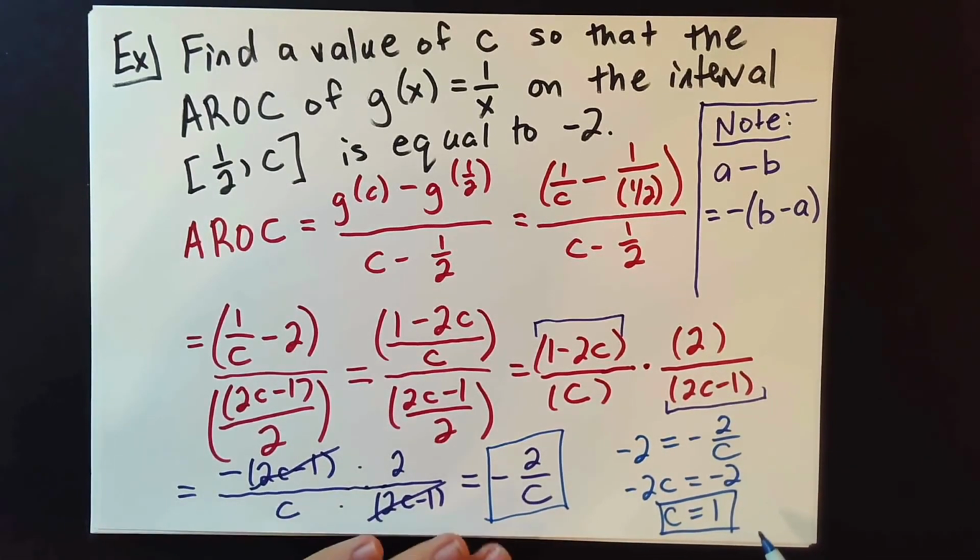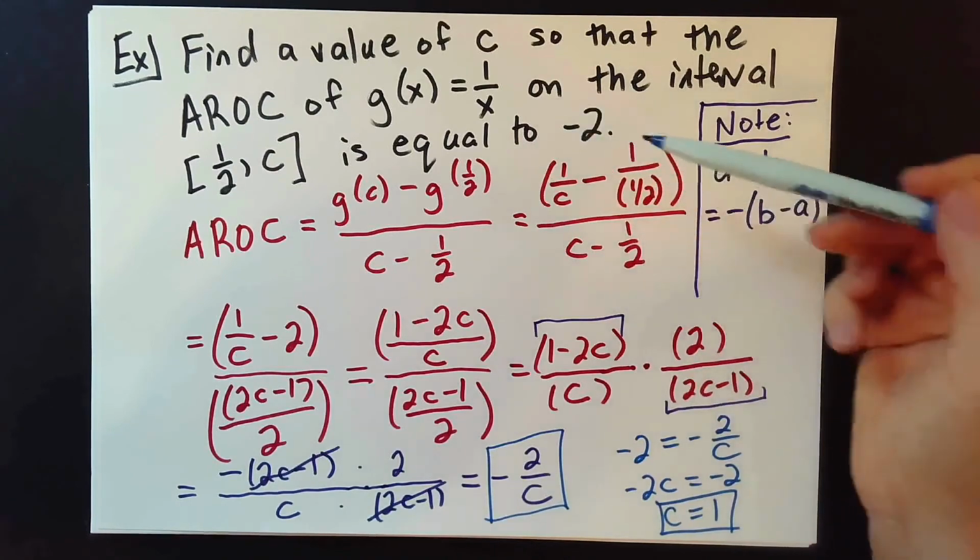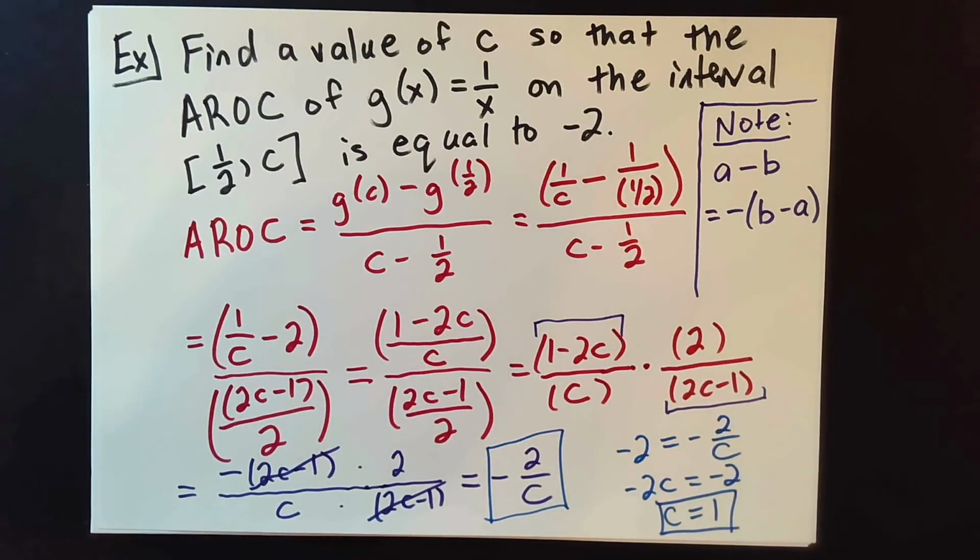Again, if you want to check, you can check that the slope of the line from 1/2 comma 2 to 1 comma 1 is exactly equal to minus 2. But that's it for 2.1.